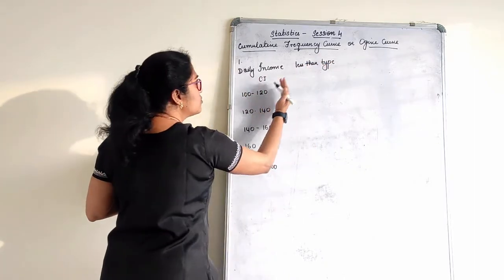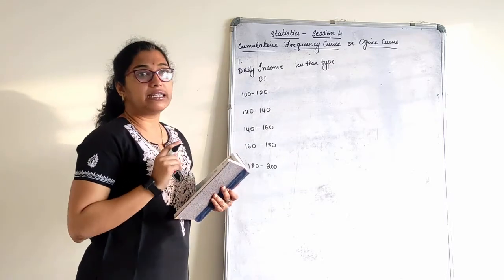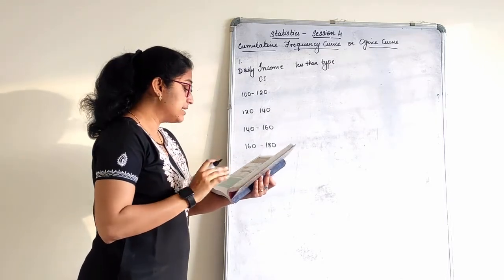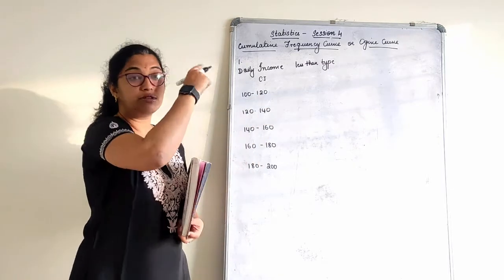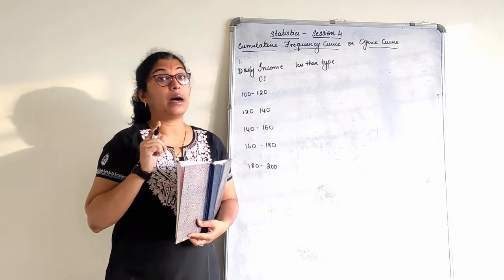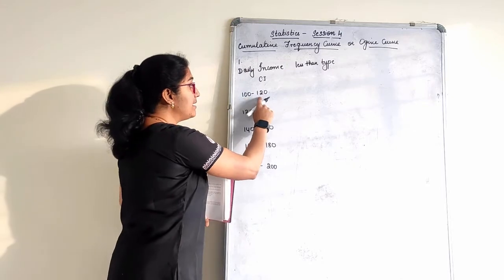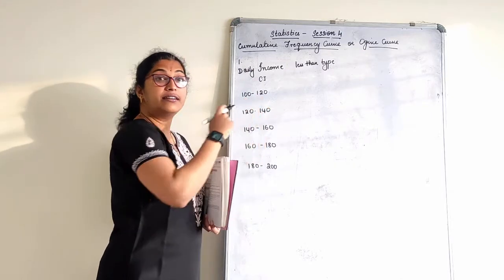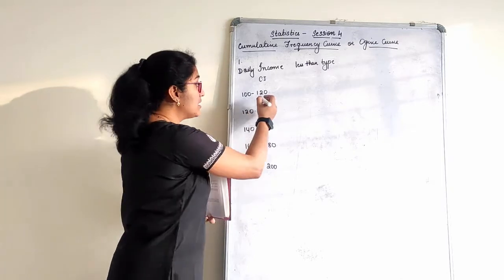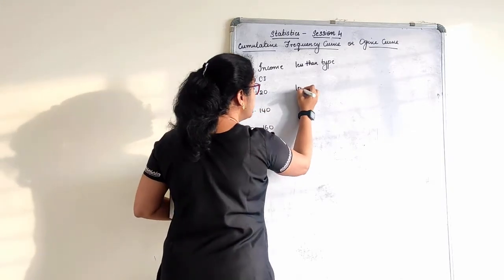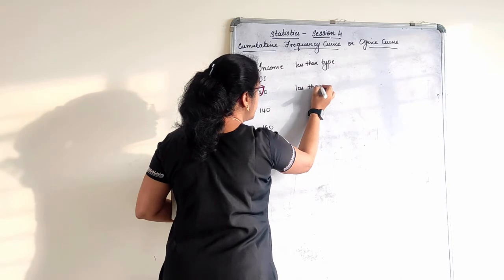That's very important. Just write it beside the class interval only. Now it is less than type, right? So less than type means, did you see that we always choose the upper limit? I can't say less than 100. Why? Because my class interval starts only from 100. So the first one has to be less than 120.